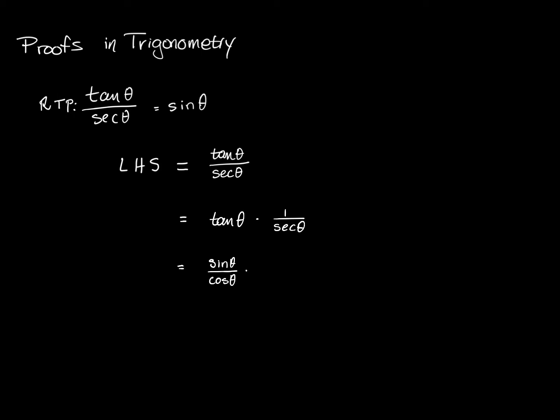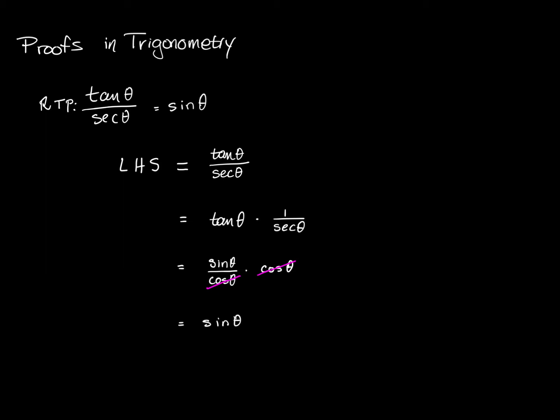Another is that secant of theta is 1 over cosine. More importantly for me, 1 over secant is cosine. So 1 over secant of theta can be written as cosine of theta. Now we can make the observation that the cosines can be canceled. After that, when I tidy up my work, I just have sine of theta.